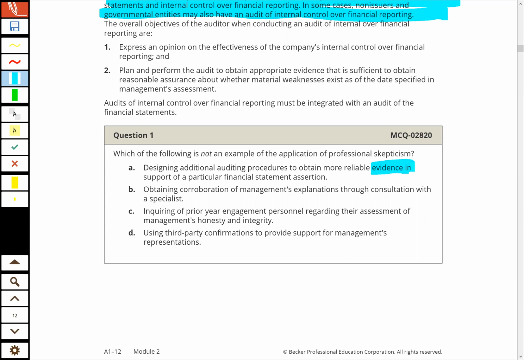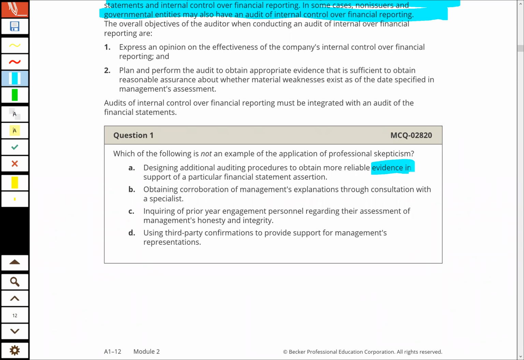Okay, inquiring of prior year engagement personnel regarding their assessment of management's honesty and integrity. Now, this sounds like professional skepticism, but this is much more of an engagement issue. Before you engage a client, you're going to want to understand something about their integrity. And we're going to talk more about specific requirements that you have to do before you can accept a client. Many of them are centered around management's integrity, because we want to avoid accepting a client whose management lacks integrity. But that has nothing to do with getting behind evidence, the veracity of evidence, okay?